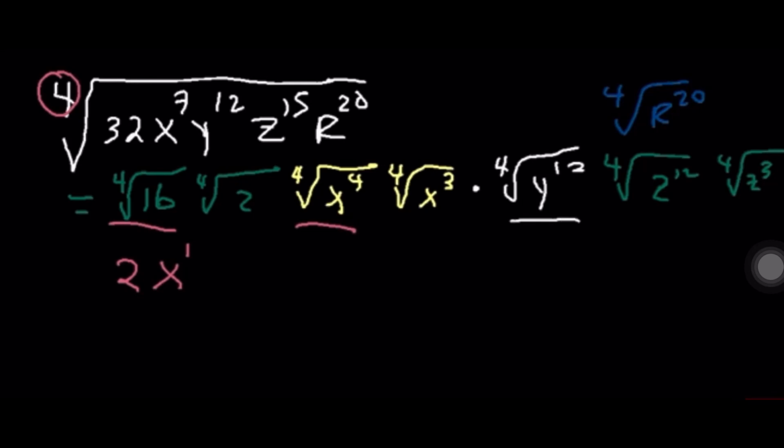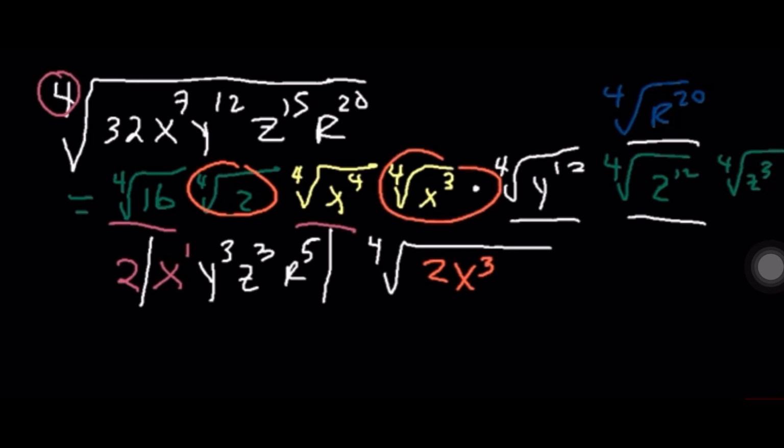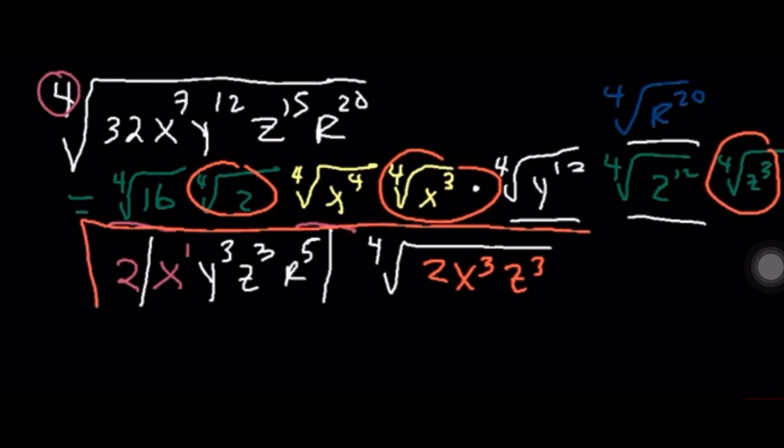The fourth root of y to the 12 is y to the third. And the fourth root of z to the 12 is z to the third. And the fourth root of r to the 20 is r to the fifth. So we can put this whole thing in an absolute value. So everything else, we're just going to collect it now inside one radical. So we have a 2, we have x cubed, and we have z to the third. And that's our answer.